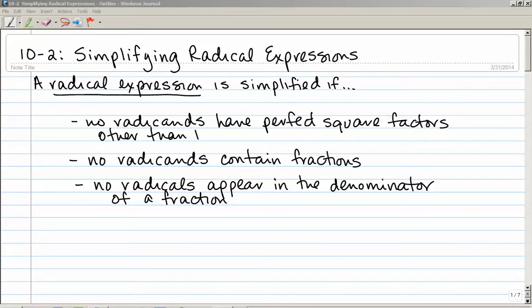Second rule, no radicands contain fractions. You cannot have any fractions underneath the square root sign. And last and most importantly, no radicals can appear in the denominator of a fraction. You can't have a radical in the denominator of a fraction.